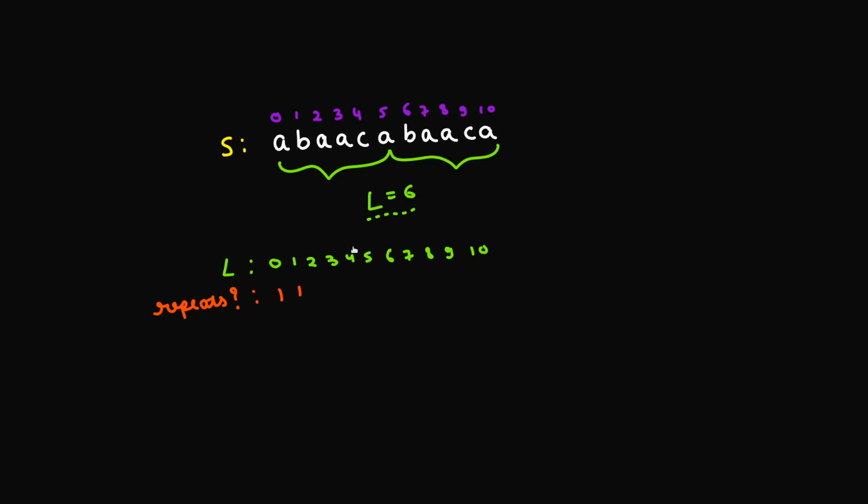So substring of length 1 repeats, 2 repeats, 3 repeats, 4 repeats, 5 repeats and 6 repeats as well. Okay, so I'll be marking a 1. Why? Because all these length substrings in this given string S repeat. But since 6 is the longest possible length, after that a substring of length 7, 8, 9 and 10, these are not going to repeat. So I'll be just marking a 0 here.